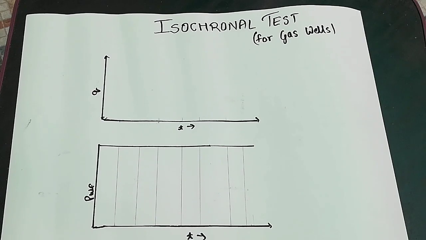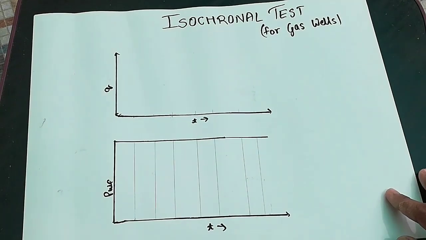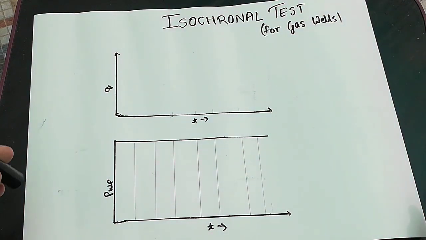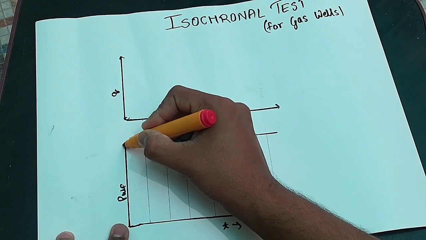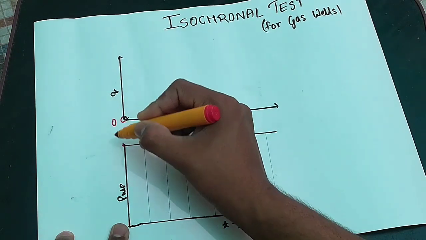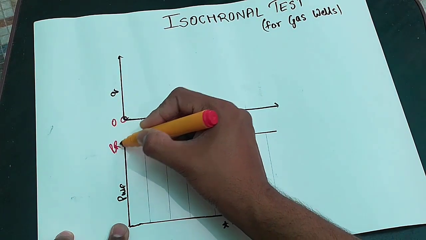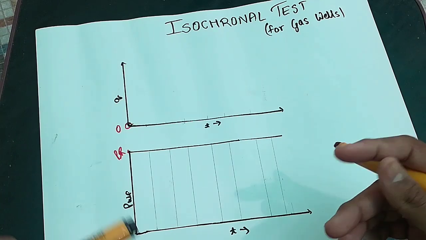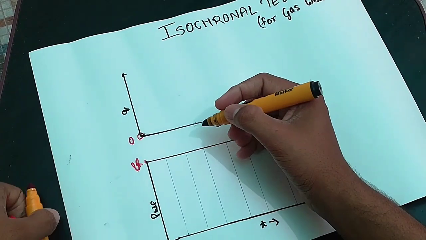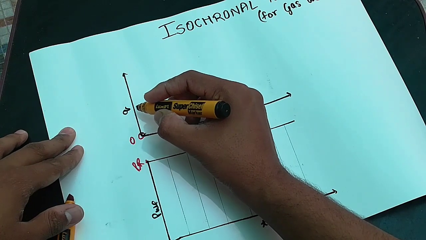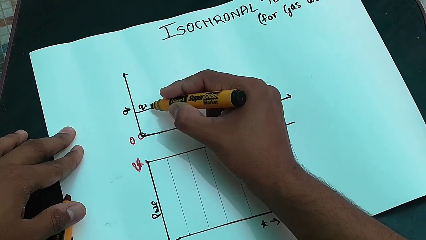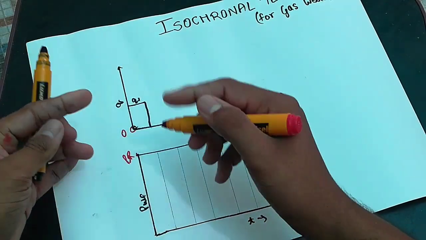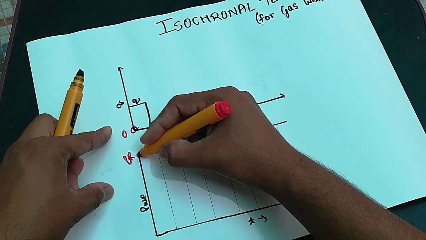Let's have a look at the procedure and outcome graph of the isochronal test for gas wells. So, in order to conduct this test, first we close the well until the bottom hole pressure reaches this value. Flow rate would be 0, and this pressure would be PR. Once this situation is achieved, we will flow our well at some flow rate, that is Q1. And then we will stop it. So what will happen during this? A pressure drawdown will happen.